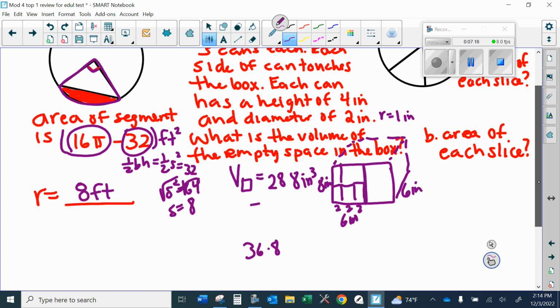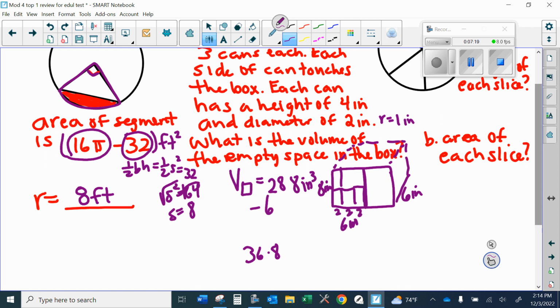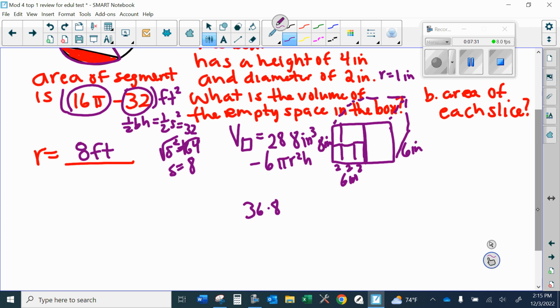are cylinders. So I have 6 cans, so 6 times pi r squared h. Remember, volume of cylinders, pi r squared h. I have 6 of them. Okay, so now I can go ahead and fill that in. Volume equals 288 minus 6 pi r, we already said is 1 squared, and the height they told me was 4.